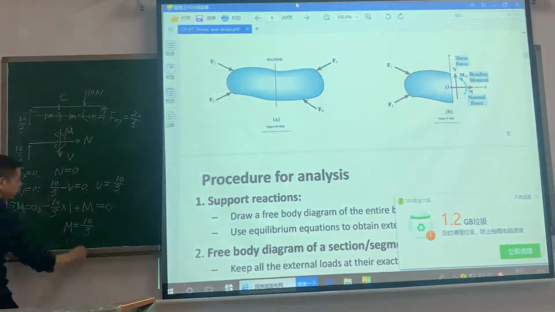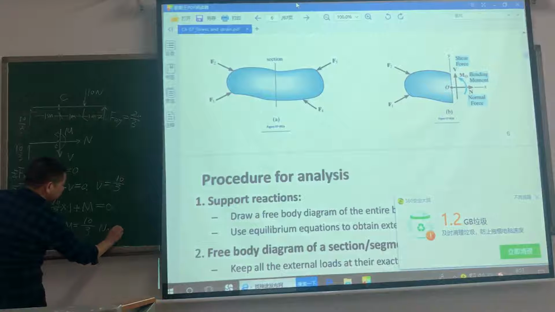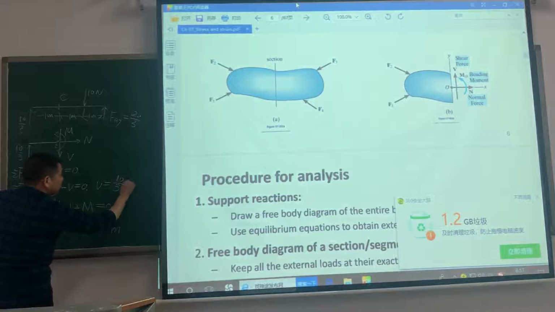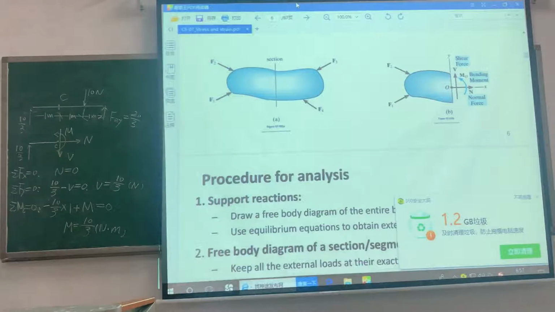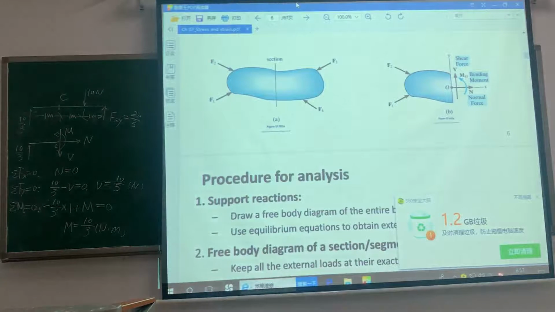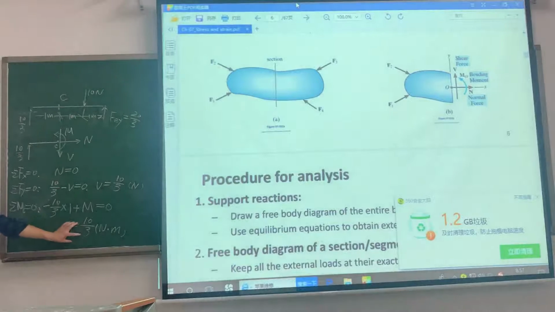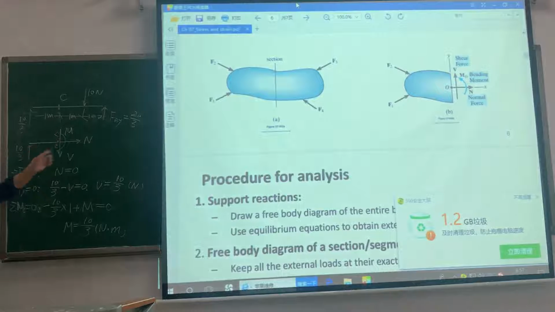The unit is Newton meter, not Newton, it is Newton meter. Understand? It's the internal force. It means at point C, there is zero bending moment. So we know at point C, the beam must not be bent.